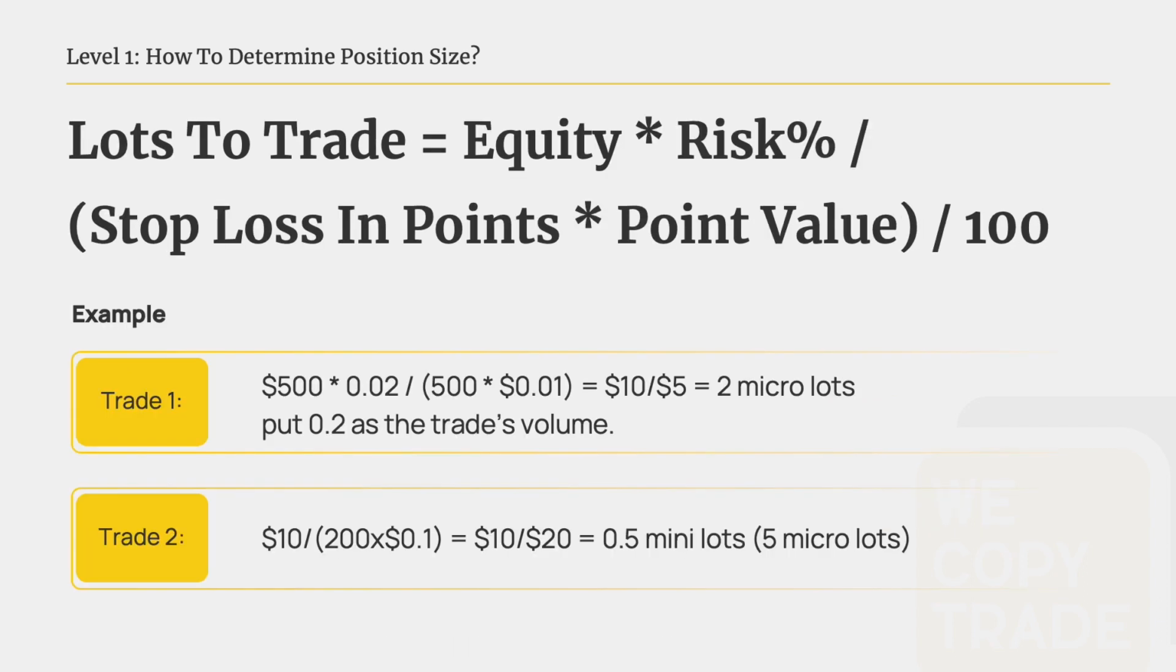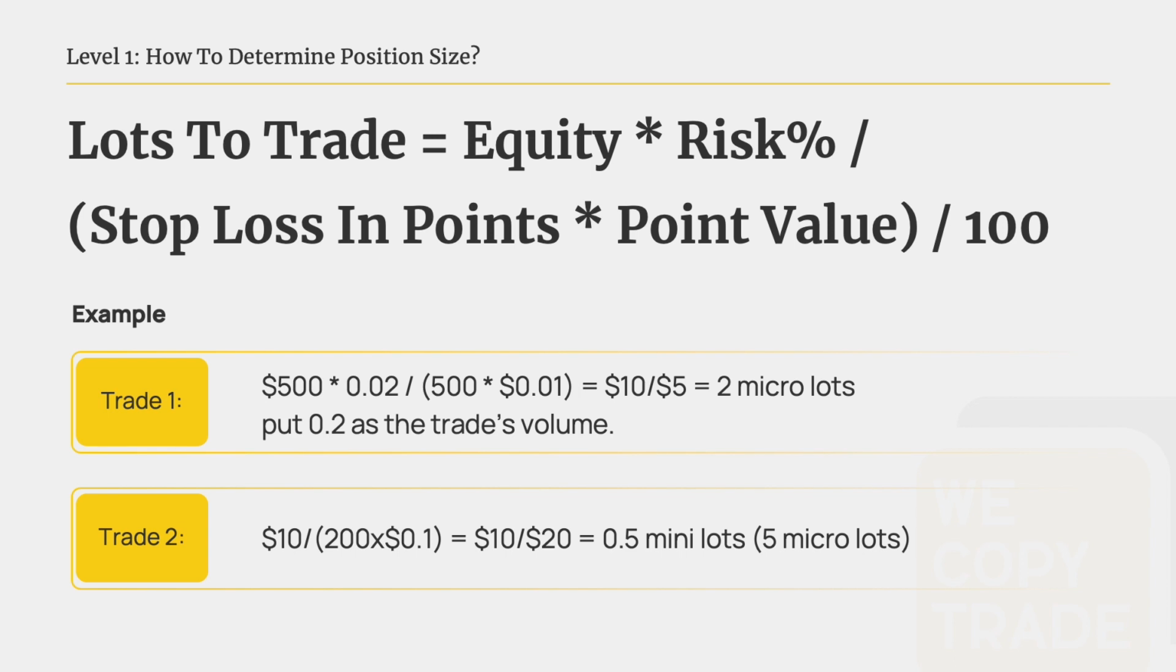Use the formula: lots to trade equals equity times risk percentage divided by stop loss in points times point value, divided by 100. Example. As it turns out, you will be able to trade $500 times 0.02 divided by 500 times $0.01 equals $10 divided by $5 equals 2 micro lots. In other words, you should put 0.2 as the trade's volume. The outcome is in micro lots because the point value used in the calculation was for a micro lot.